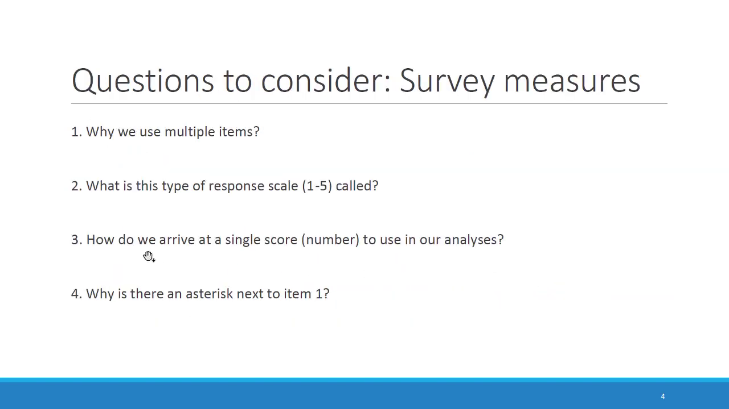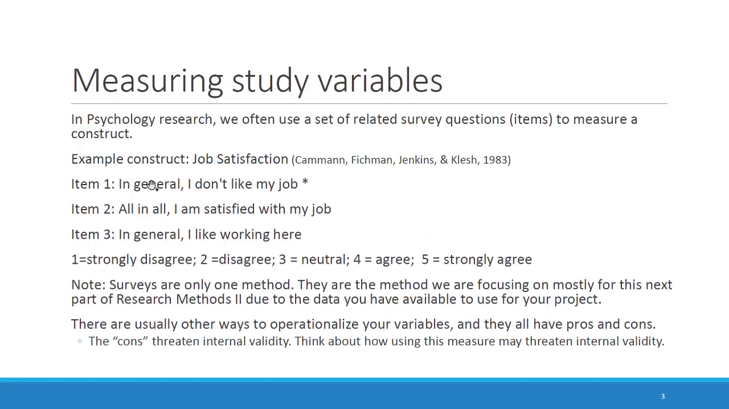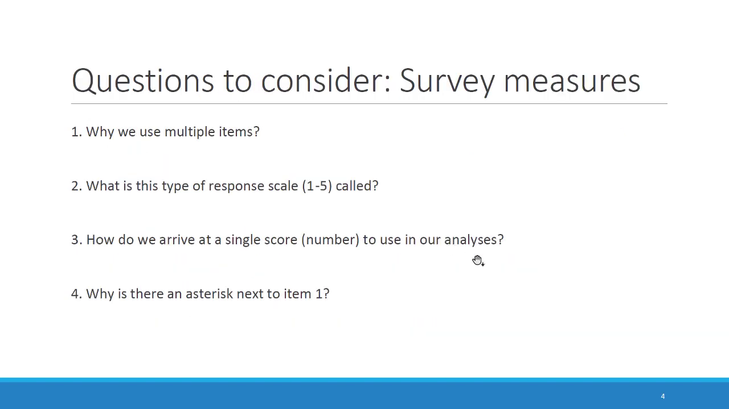Question 3, how do we arrive at a single score or number to use in our analyses? So you'll see here that we have 3 items, and so for each item, participants are giving a response from 1 to 5. And so we need a way to combine their answers to those 3 questions so that we have one number that we're working with, not 3 individual numbers. So how do you think we arrive at that single score? Well, if you were thinking that we take an average of the 3 numbers that they provide to those 3 items, you would be correct. And that's what you'll be doing also for your paper 2.